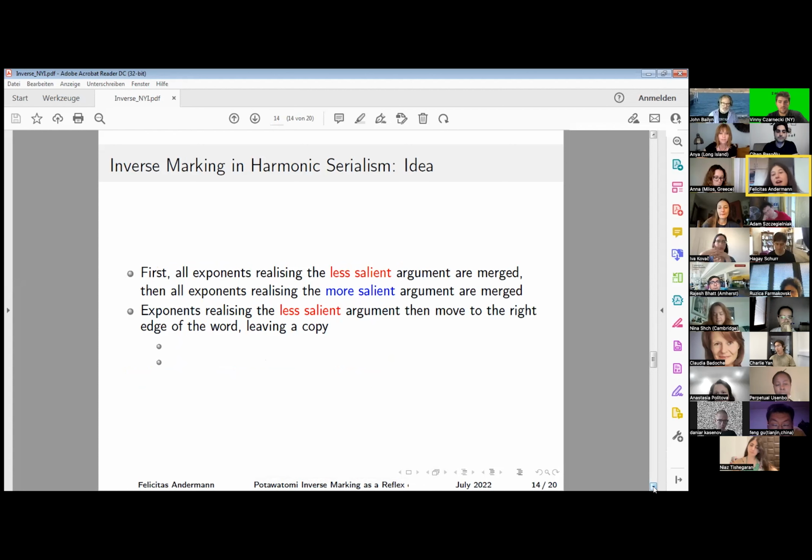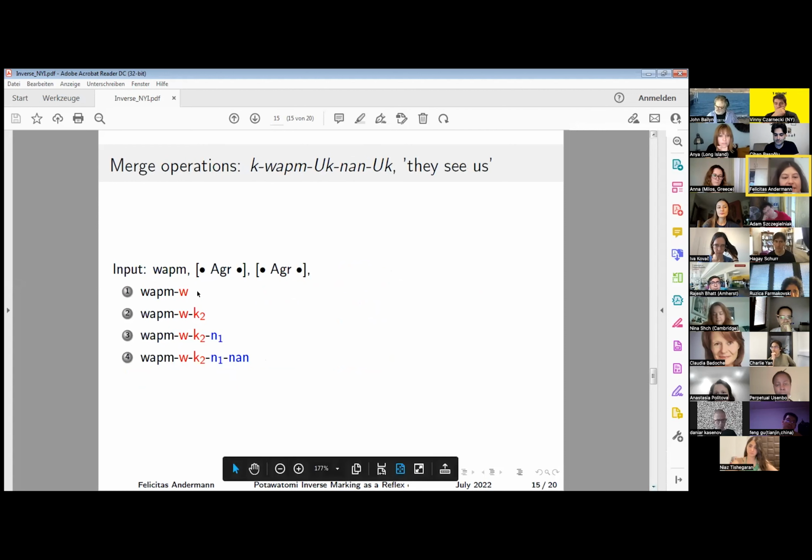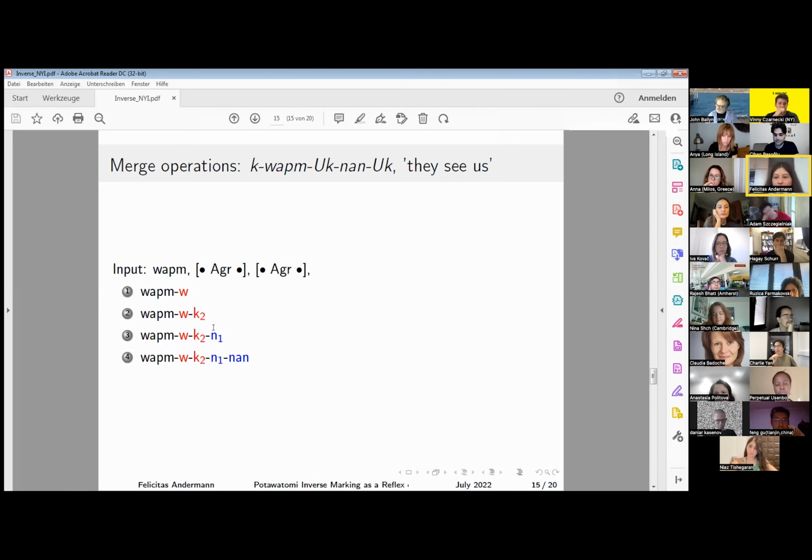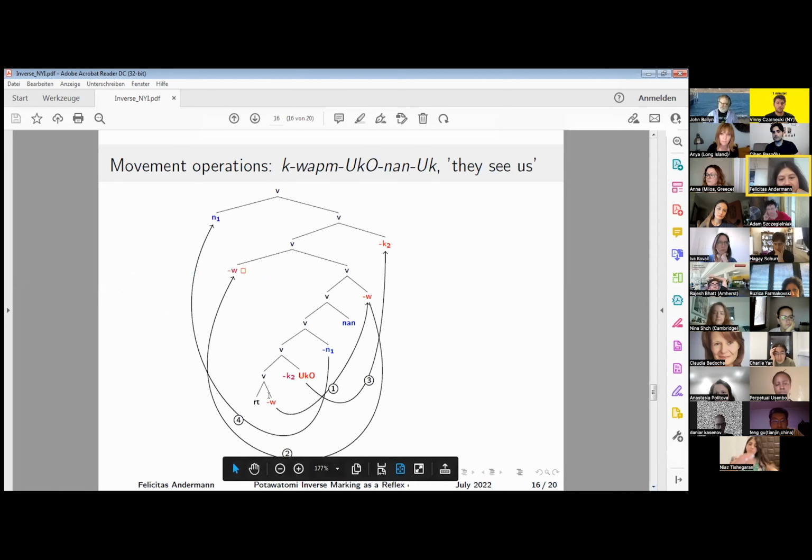So the idea is the exponents realizing the less salient argument on a salience hierarchy are merged first, then the exponents realizing the more salient argument are merged, but the exponents realizing the less salient argument here in red want to be at the right. They were merged before, so when the exponents realizing the more salient argument are merged, they aren't at the right anymore, so they have to move to the right, and they leave kind of a copy, and depending on whether the less salient argument is the subject or the object that moves, that copy takes the form of the direct marker or the inverse marker.